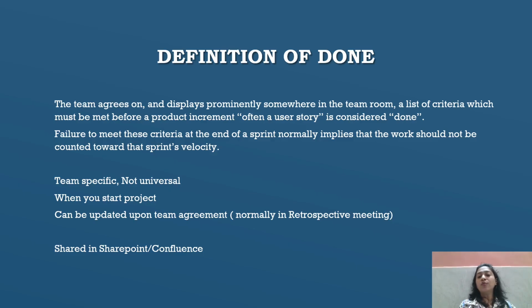Okay, failing it normally implies that the work should not be counted towards the sprint velocity. It is team specific, not universal. This is the definition of done. When you start the project, it can be updated upon team agreements, normally in the retrospective meetings, and shared in SharePoint or Confluence pages as well.